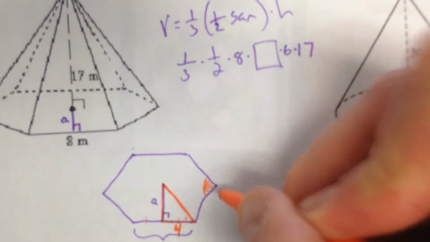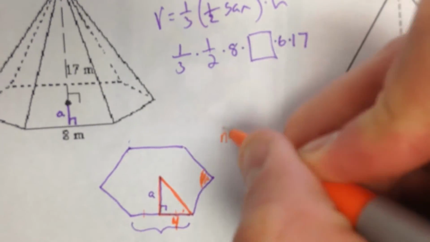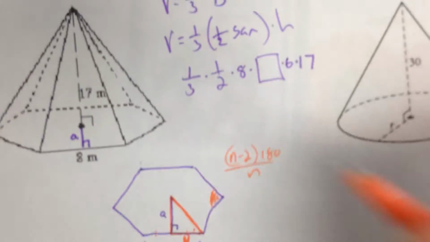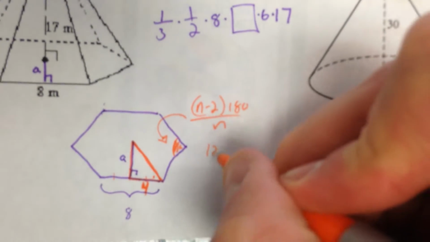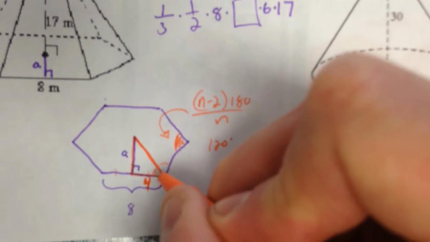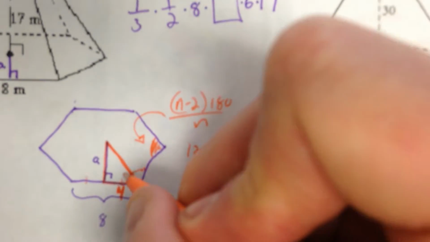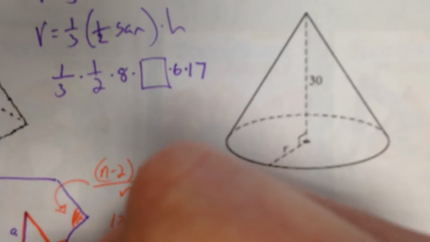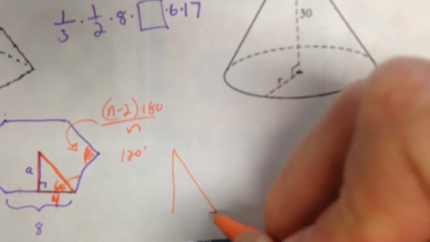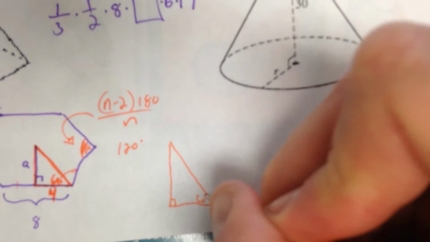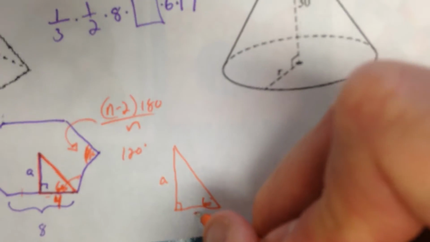We'll start by finding the angle measurement of a regular hexagon using the formula n-2 times 180 divided by n. Once we know this measurement right here, which happens to be 120 degrees, we'll cut that in half since the radius is an angle bisector, giving us a 60-degree angle for our right triangle. Redrawing that right triangle would look like this. 60-degree angle. Our apothem is here, and we have half of the 8, which is a 4.